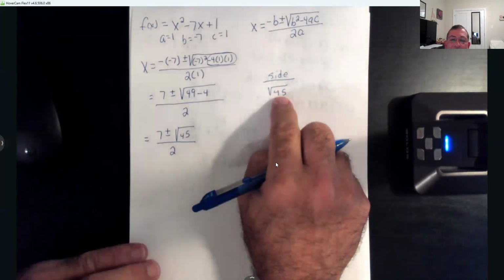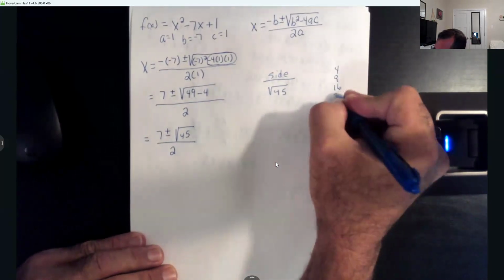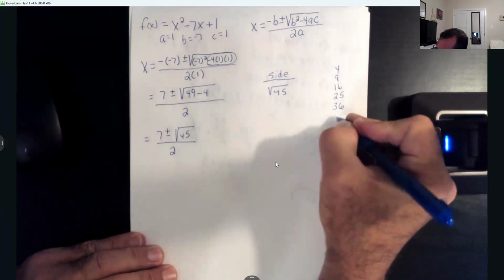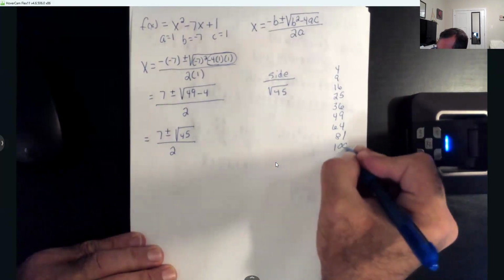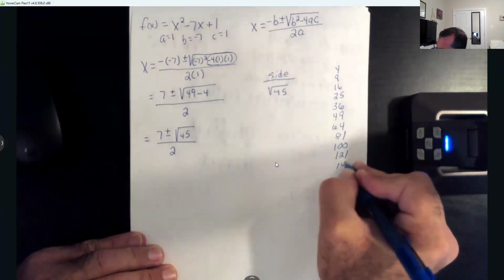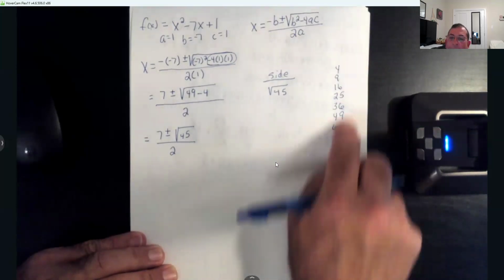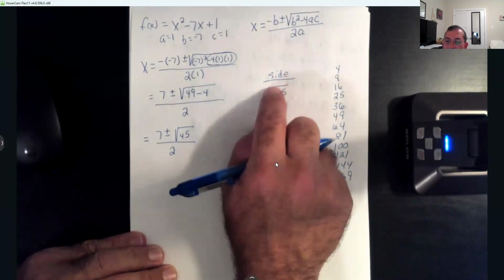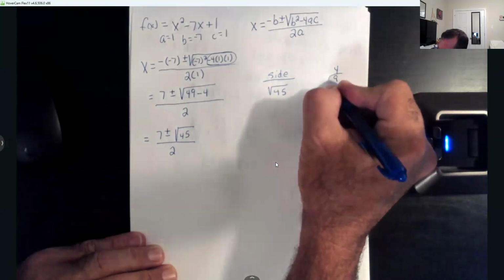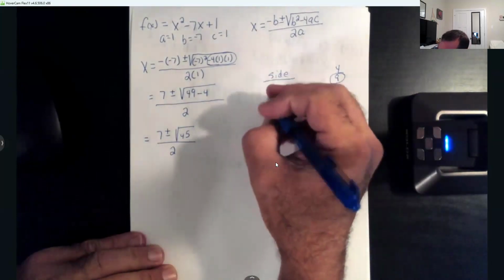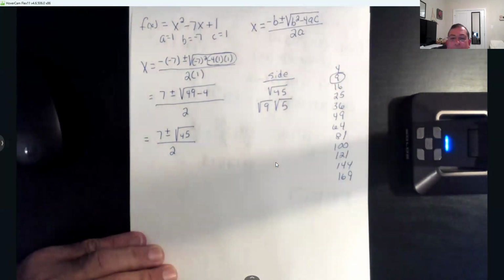You got to simplify this radical if it contains one of these numbers, remember? These are perfect squares. If any of these numbers are factors of this 45, you got to break them out. Well, y'all, nine's a factor of 45. So I'll make this a square root of 9 times a square root of 5.